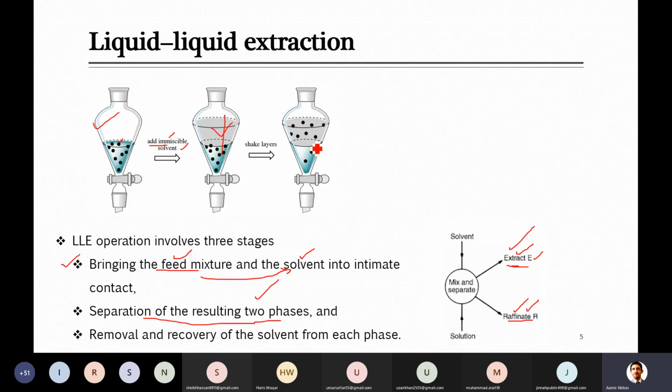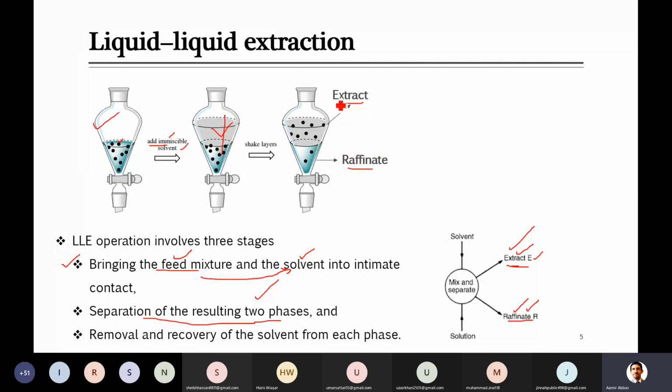Now when you have separated them, the upper layer, which is majorly solvent containing the components extracted from the feed, is called the extract, while on the other end there is the raffinate. Raffinate is the feed stream which has provided some of its components to the solvent, while the remaining feed is the raffinate.